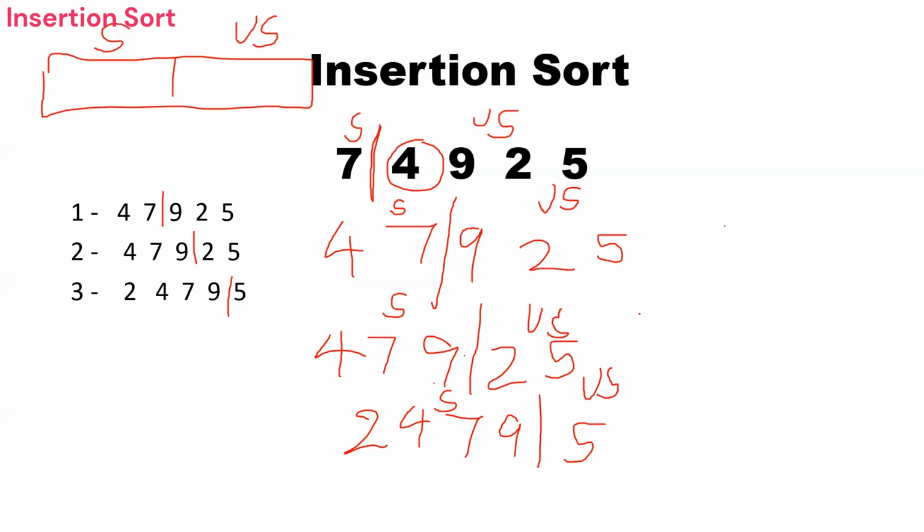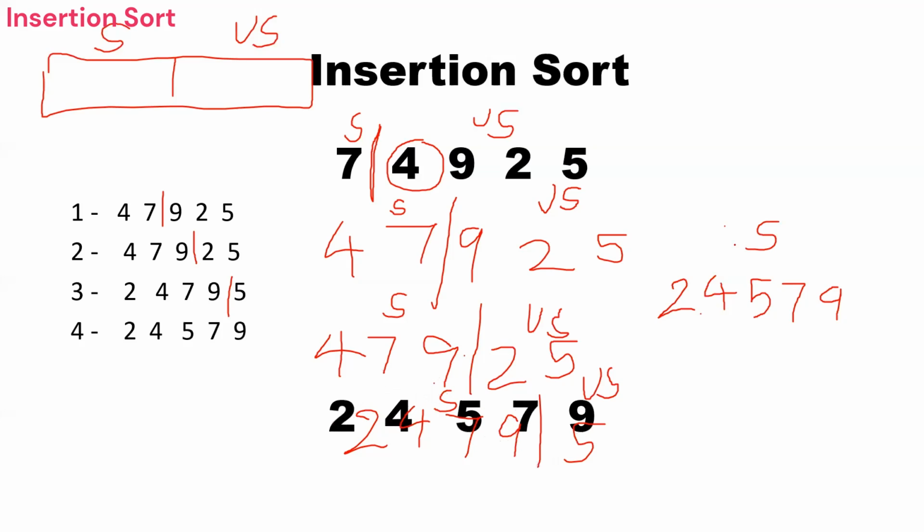And in the last loop, now 5 is lesser than 9. So 9 goes at the end. 5 is lesser than 7. So 7 goes at the end. 5 is greater than 4. So 4 remains in its own position and 2 remains. Because 5 is greater than 4, in the middle, 5 comes in. So now finally this whole thing becomes sorted at the end. So that is 2, 4, 5, 7, 9. So this is basically technically insertion sort.